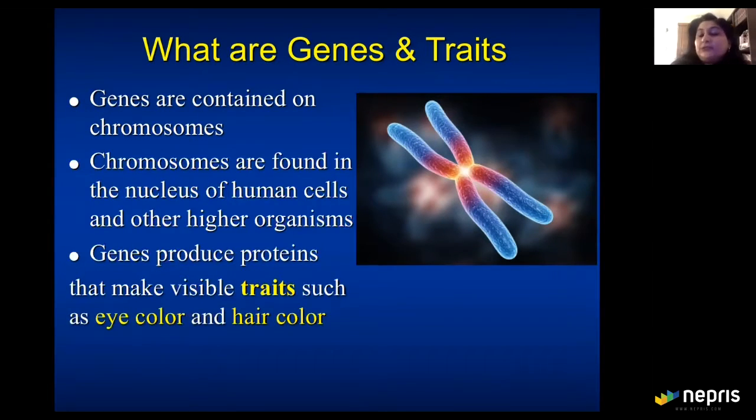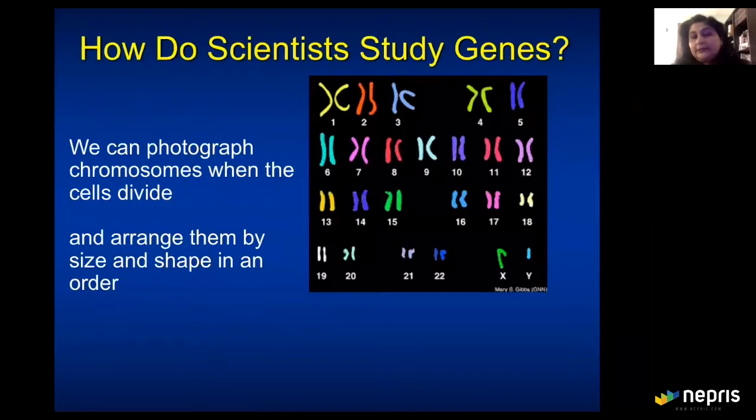So what do the genes do? It's the genes that are going to make the protein that makes the trait. Trait meaning what we look like. For example, my hair color is black. Lindsay's hair is different, or our eye colors are different. So that all comes from the genes that are contained on the chromosome, and this is what a chromosome looks like. So now in genetics, how do we study genes?